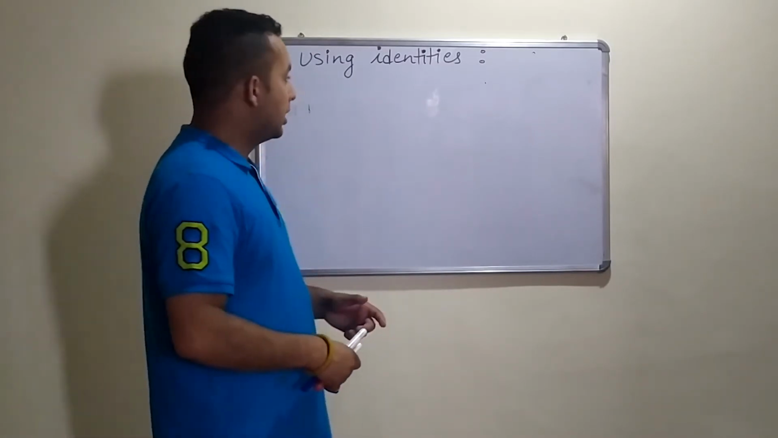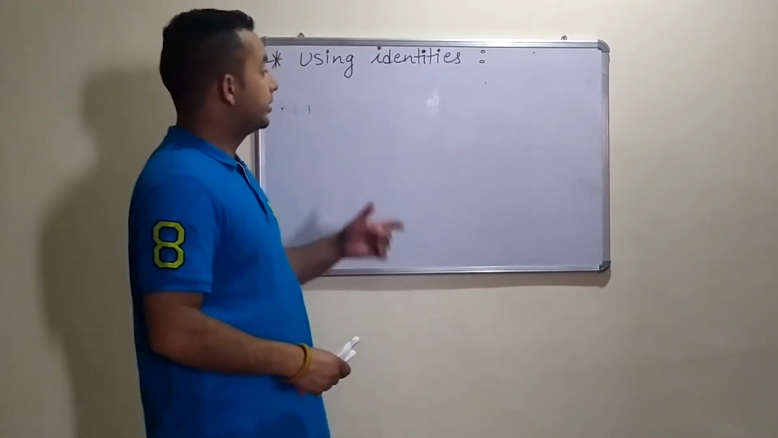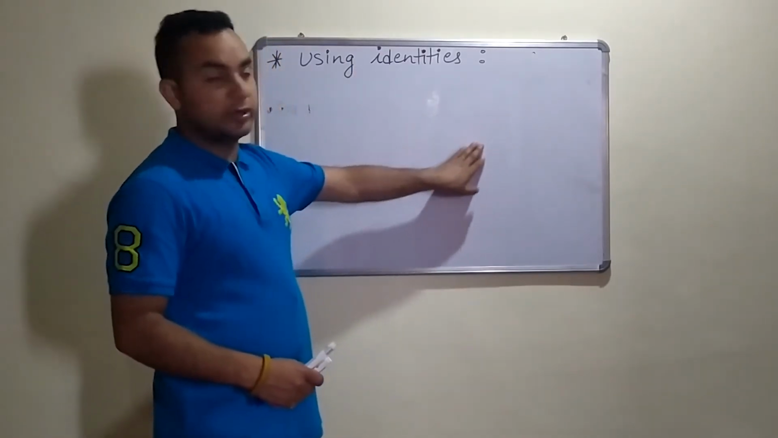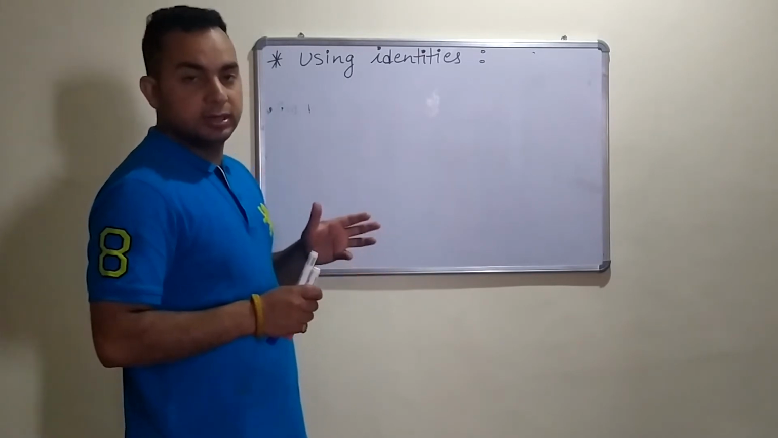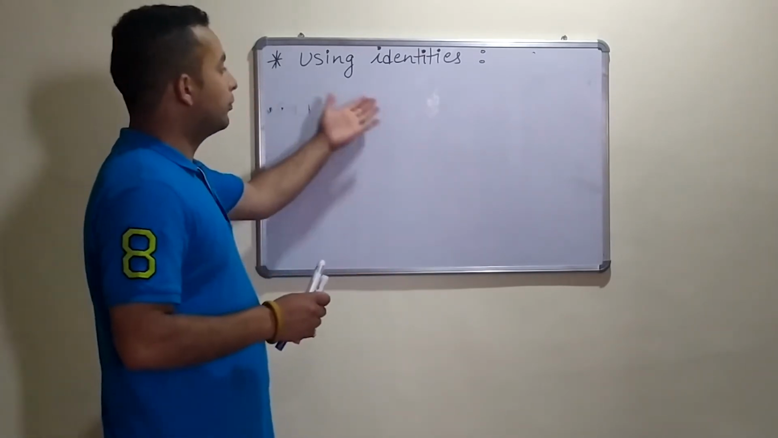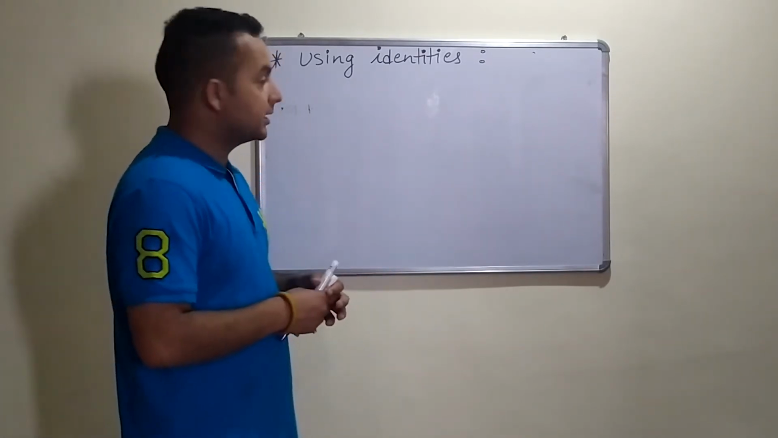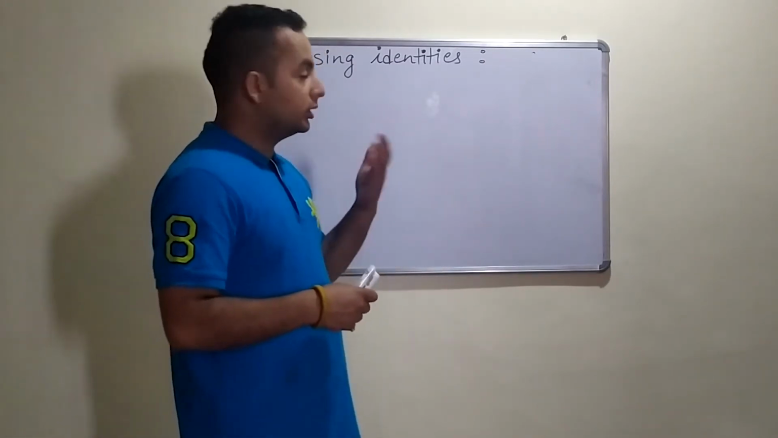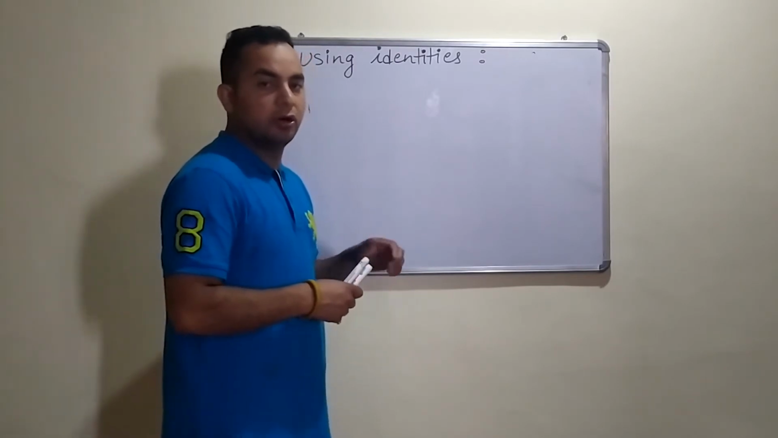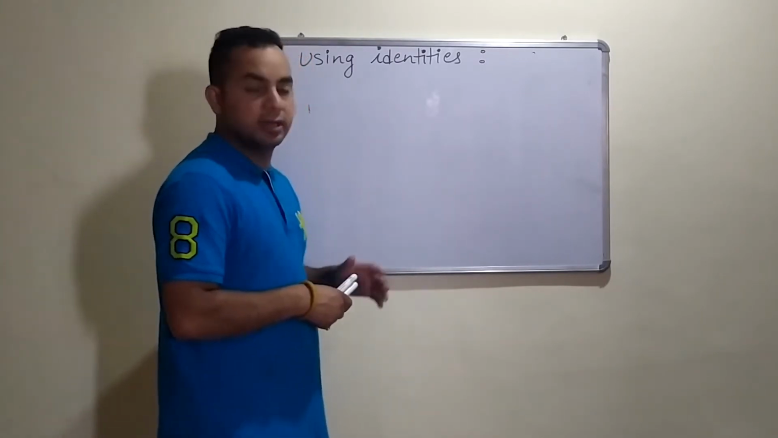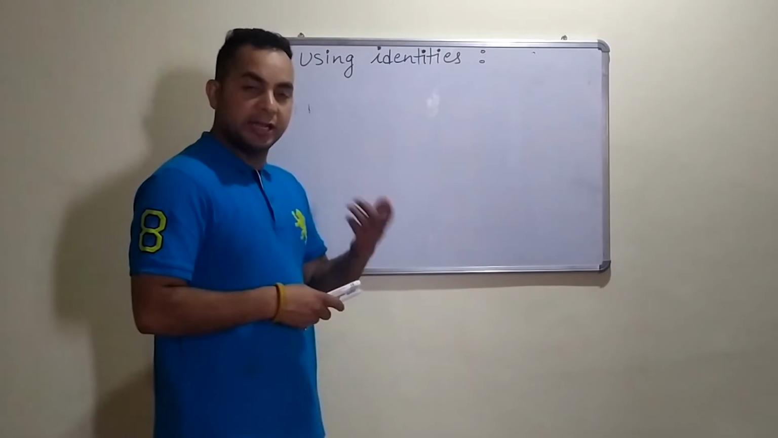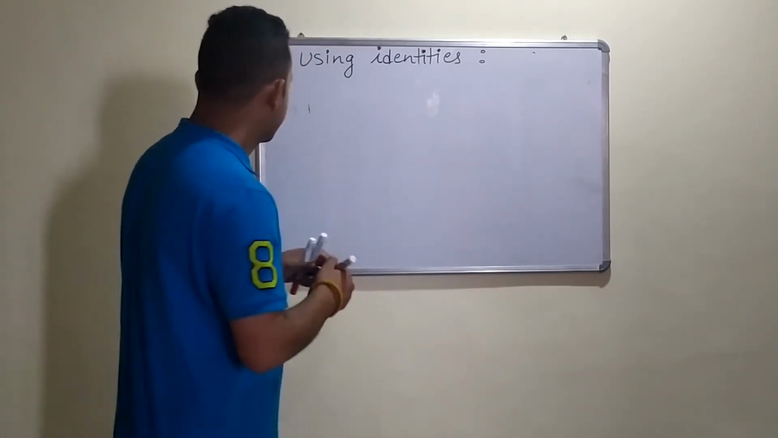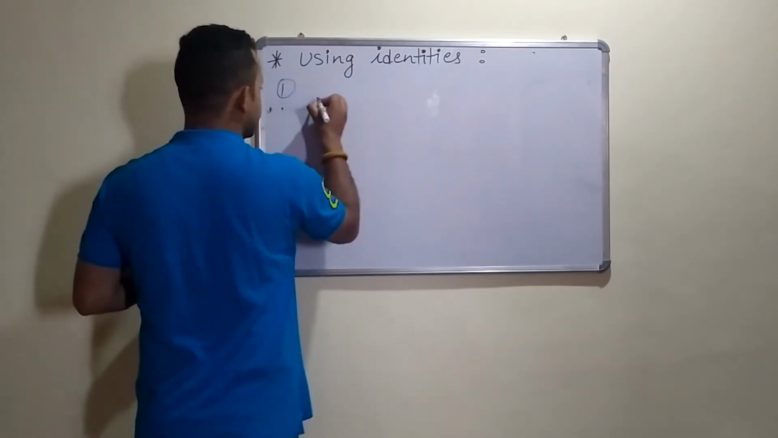Okay class, now our next topic or next method is using identities. So we are going to factorize the expression with the help of identities, and I already taught you 4 identities in the previous lecture or the previous chapter, that is algebraic expressions and identities. So here again we are going to discuss these 4 identities.